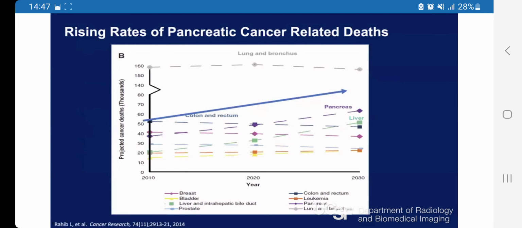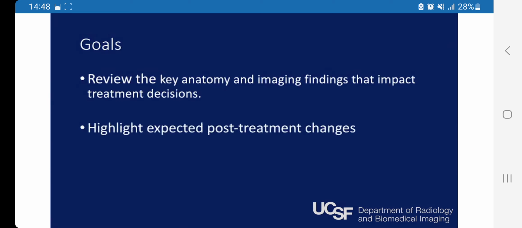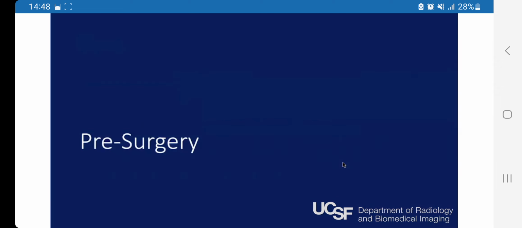This graph shows the rate of projected deaths from cancer, and as you can see, pancreatic cancer, the dark purple line, is constantly going up by 2030. It's higher than the liver, colon, breast, and many other types of cancer regarding the number of deaths. So in this presentation, I'm going to review the key anatomic and imaging findings of PDAC and pancreas and highlight expected post-treatment changes and some mimics and pitfalls, which include other diseases of the pancreas, which will be covered in that part.